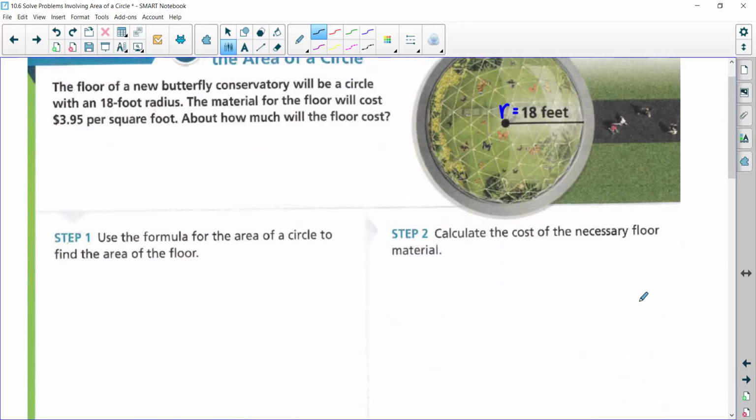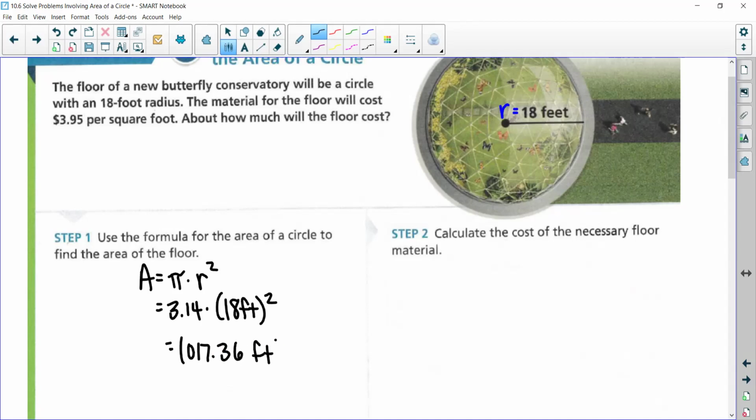So we're given the radius of 18 feet. So using our formula, area equals pi times radius squared. Remember, for pi, we're going to use 3.14, and our radius is just 18 feet. We're going to square that. All right, using a calculator here, 3.14 multiplied by 18 to the second power, I get 1,017.36.